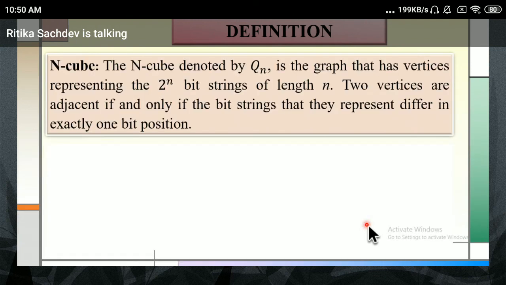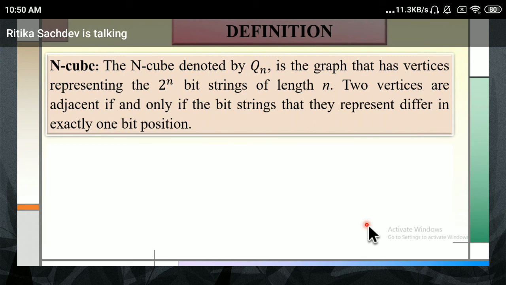We are proceeding with the n-cube. The n-cube, denoted by Qn, is the graph that has vertices representing the 2 raised to n bit strings of length n. Two vertices are adjacent if and only if the bit strings that they represent differ in exactly one bit position.